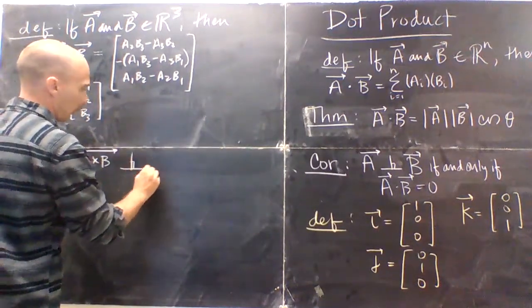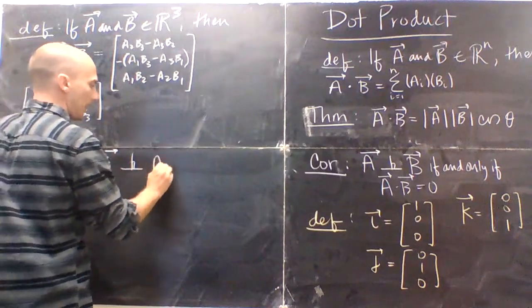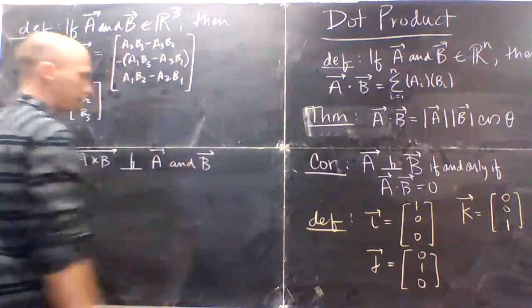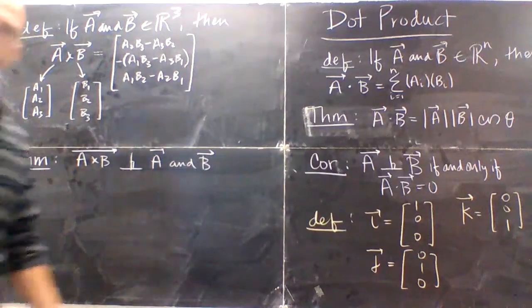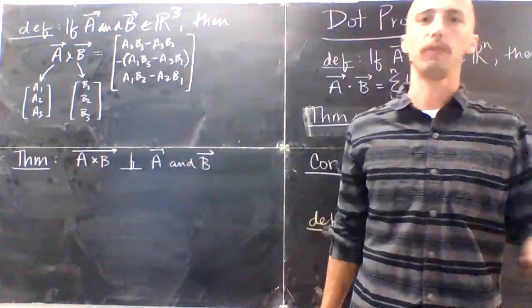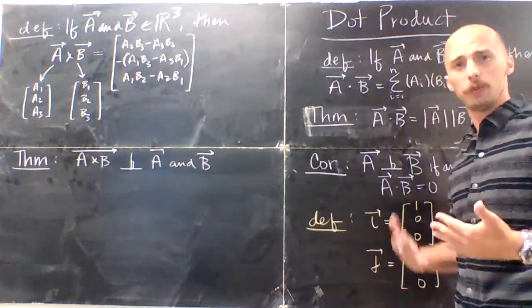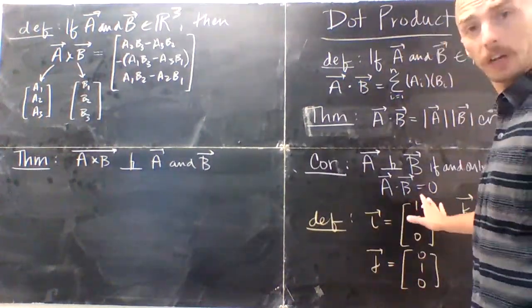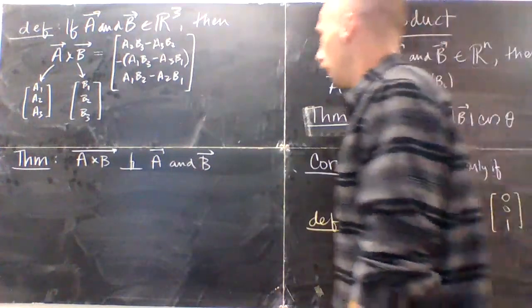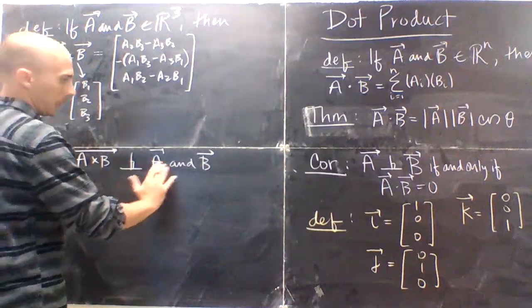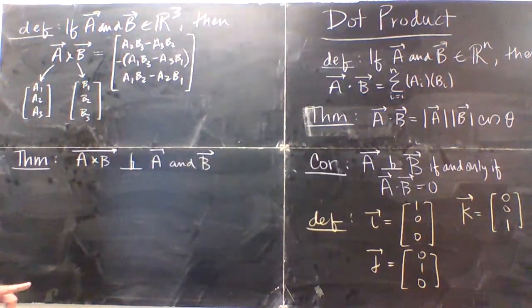That's orthogonal to both A and B. Okay. That's something that you can check yourself when you cross two vectors. Just dot it with either of the two factors, and like we said over here, you'll get 0. So the vector A crossed with B is orthogonal to both A and B. That's the first thing. Not going to prove that for you.